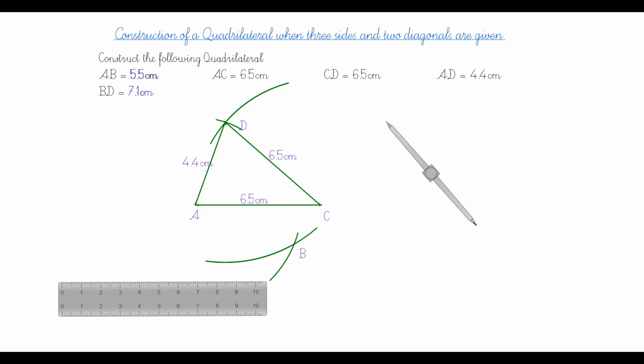After locating this vertex, we will join BD, the diagonal that we have used to locate this point B, and then we will also join AB, the other element we have used to locate B. To complete this particular quadrilateral, we will also join B to C. That is the quadrilateral we need. Now we will just mark the sides BD and AB. This is how we have to draw a quadrilateral when we know three sides and two diagonals.